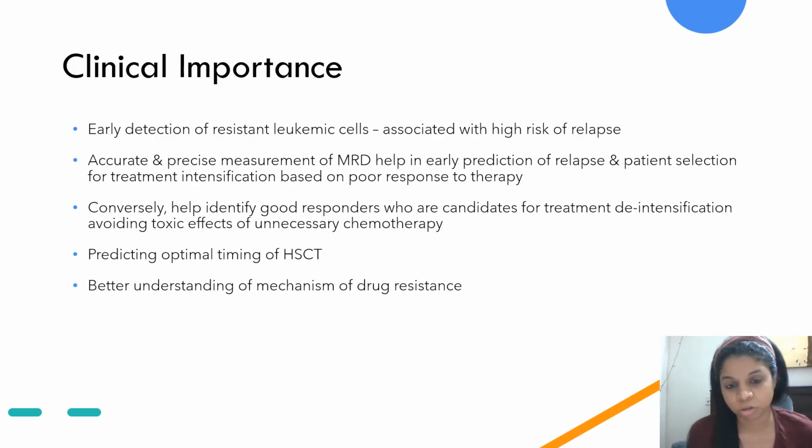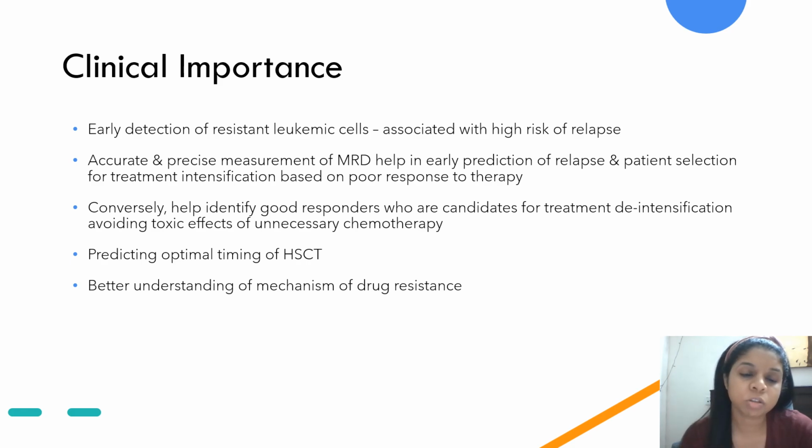Now, MRD detection is also helpful for predicting the optimal timing for hematopoietic stem cell transplantation. In some patients, for some diseases, especially some kinds of leukemia, if no other treatment is working out for the patient, then maybe you will have to go for hematopoietic stem cell transplantation. In that case, you first give chemotherapy to decrease the bone marrow cells to a level so that the patient can accept the hematopoietic stem cell transplantation. You do that by MRD detection, and then you give the transplantation, so that it is accepted.